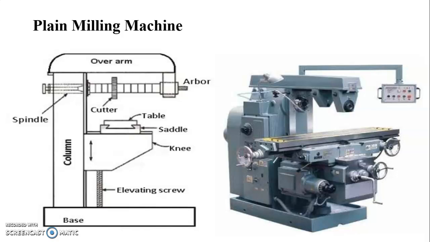So the workpiece is mounted on the table and can be moved in three directions: vertical by moving the knee, then longitudinal by moving the table, and crosswise by moving the saddle. A milling cutter is mounted on the arbor and rotates about the horizontal axis at a high speed. The workpiece is first made to touch the cutter by moving the table, and then machining takes place. So this is the construction as well as working of the plain milling machine.